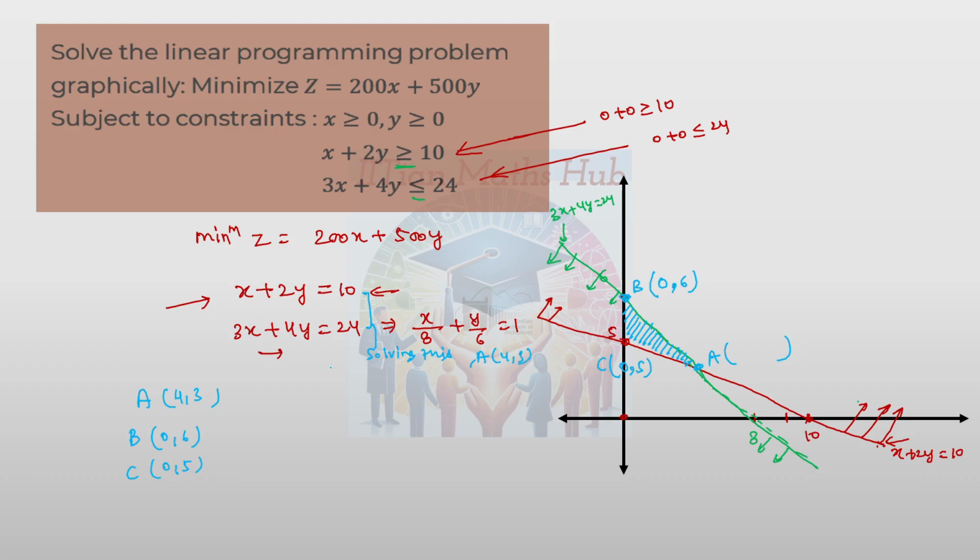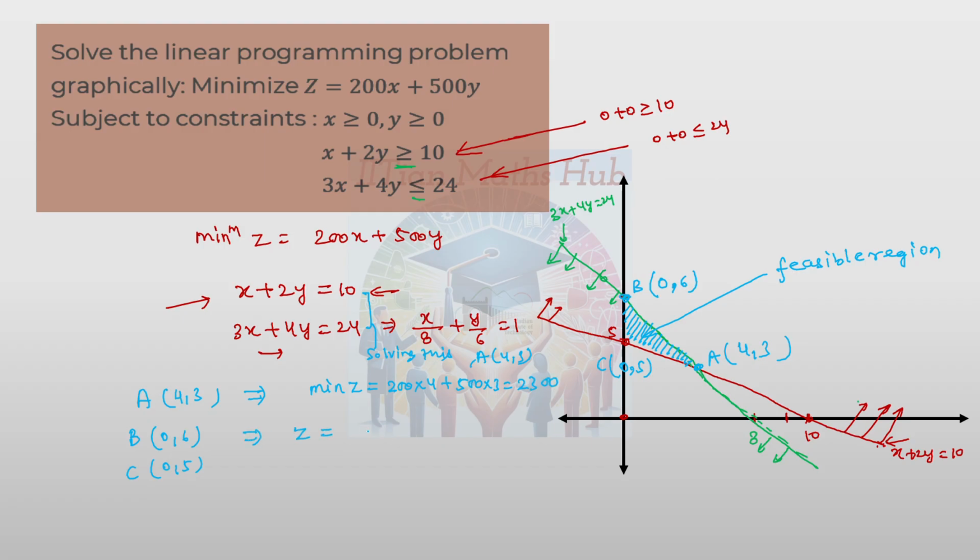So that's it. The question is done. Now this is our feasible region, and the corner points we already know, A, B, C. So we have to check the value of Z, minimum Z actually. So minimum Z at 4 comma 3 will be 200 into 4 plus 500 into 3. That will be 800 plus 1500, that is 2300, I guess. Yes, 2300, right?